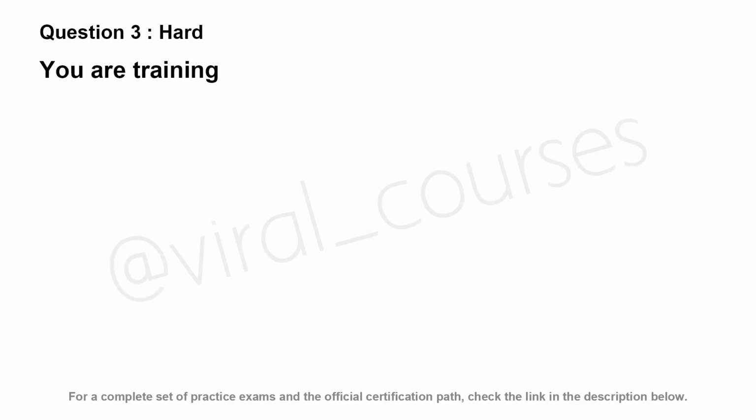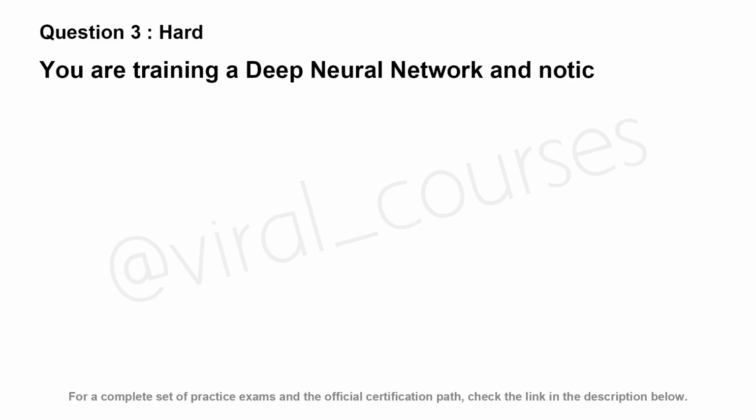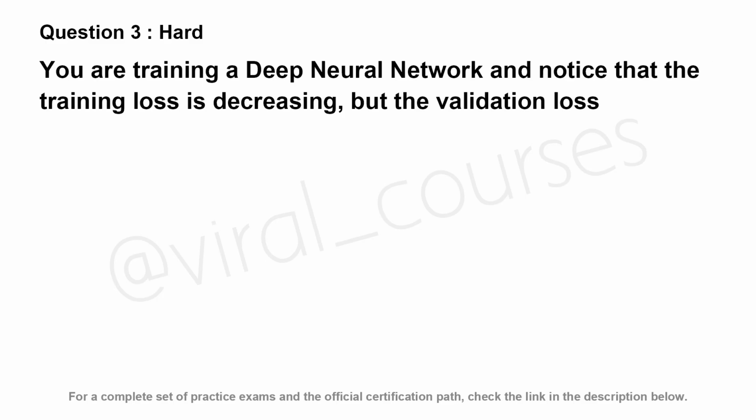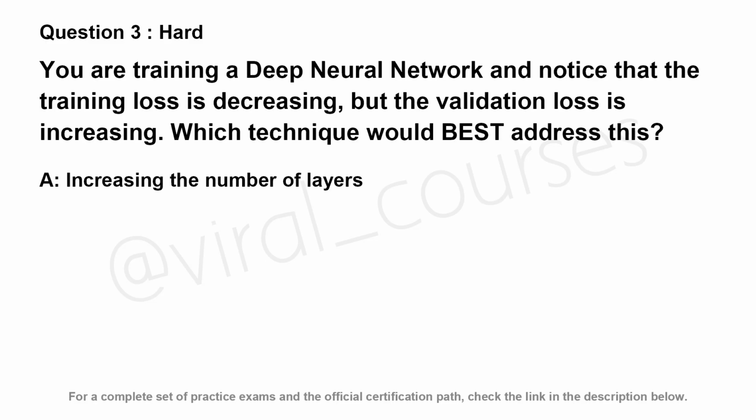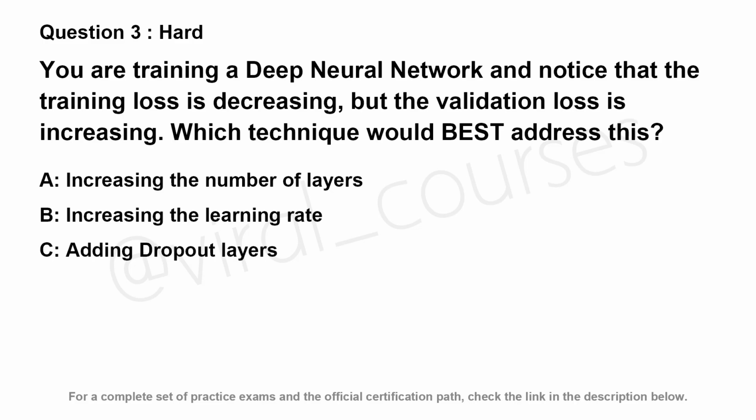You are training a deep neural network and notice that the training loss is decreasing, but the validation loss is increasing. Which technique would best address this? Option A, increasing the number of layers. Option B, increasing the learning rate. Option C, adding dropout layers. Option D, removing data from the training set.